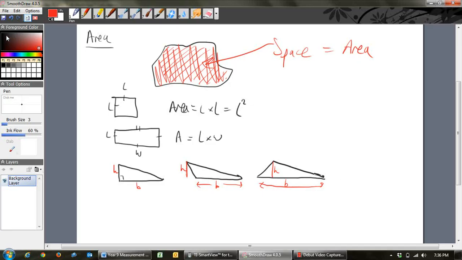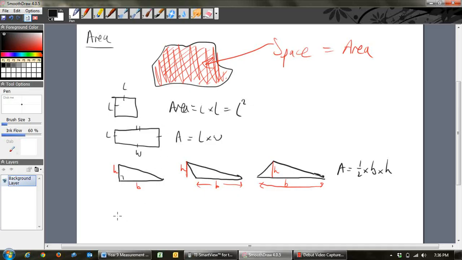If you've got those types of triangles, the area is equal to half times base times height. Make sure you are doing those. Not very well explained, but there you go.